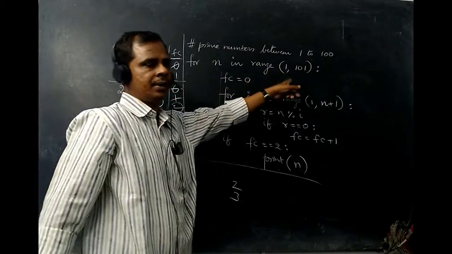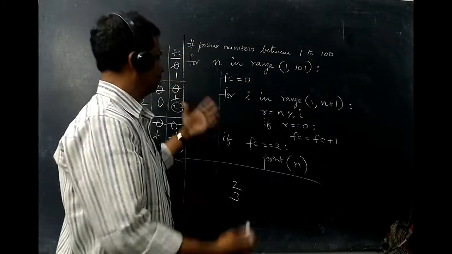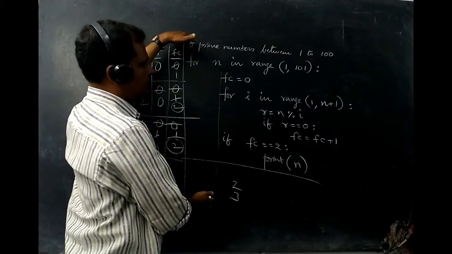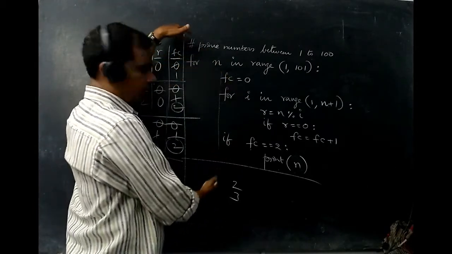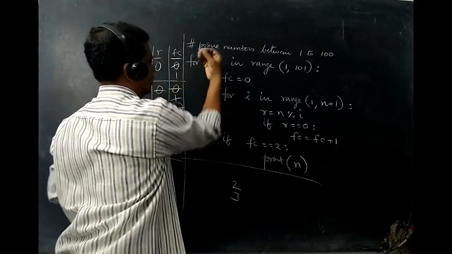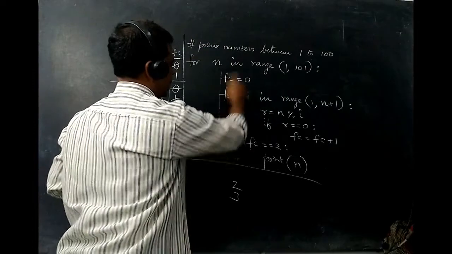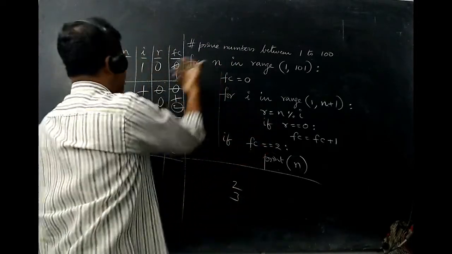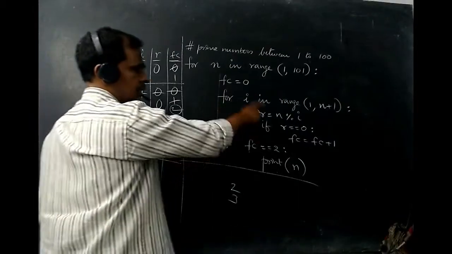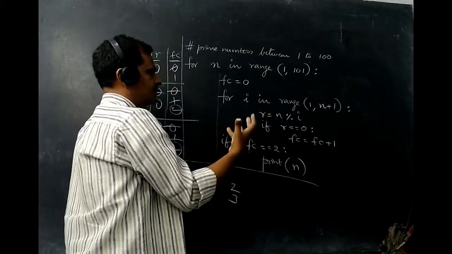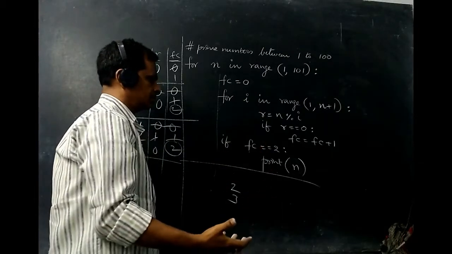Like that it checks 5, 6, like that, up to 100 numbers. This is possible because a loop is given within another loop. Only then is this possible. This outer n is giving numbers one by one. The inner loop is deciding whether the number is prime or not. Okay.